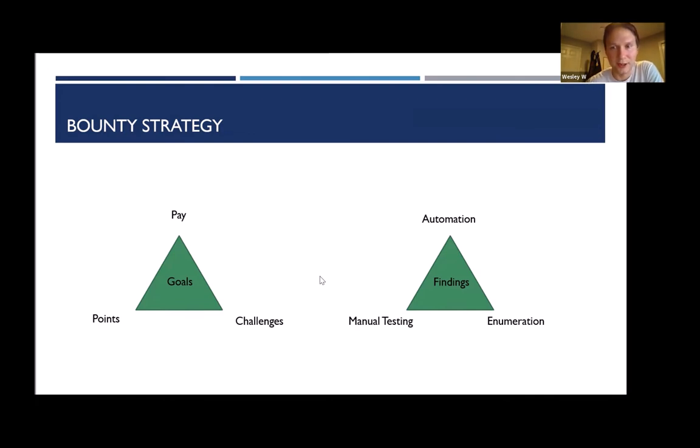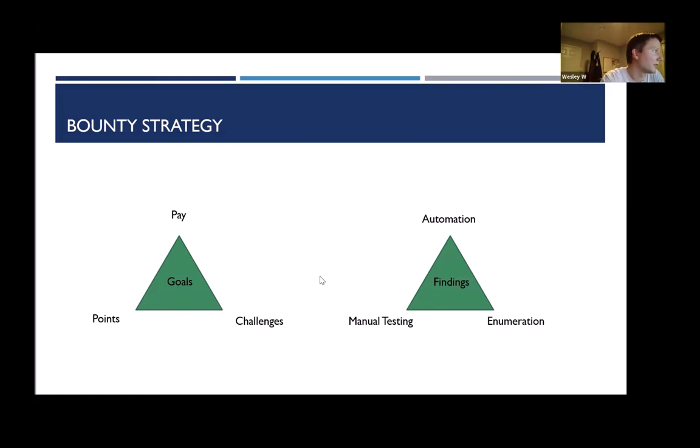Back to this other strategy triangle. Automation is one approach where you can pick a type of vulnerability that you see out there, write some tools, integrate some tools. Usually you don't have to write the tools. Usually you just have to integrate them and set it up so that you can automate the manual testing steps that you might do. Manual testing is point and clicking using Burp Suite, anything that you can't automate easily.